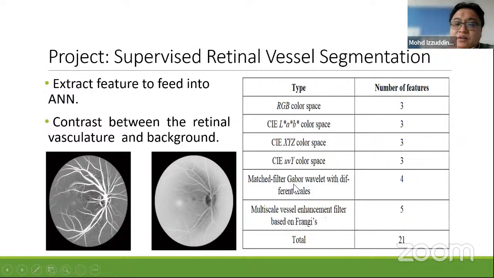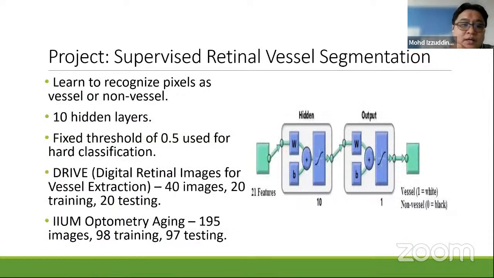Based on the result, I think we did great here. So we transformed it into RGB, XYZ, LAB, and then we use some existing algorithms that are already there, like multi-scale vessel enhancement by Frangi. And then at the end, we get 21 features that we can use to fit into our neural network. Okay, so this is our neural network. These are the configurations. What is the purpose again? It's just to learn how to recognize the pixel, whether it's a vessel or non-vessel. Basically we have 10 hidden layers, if you have seen just now, right? So we have 2 hidden layers in the middle.